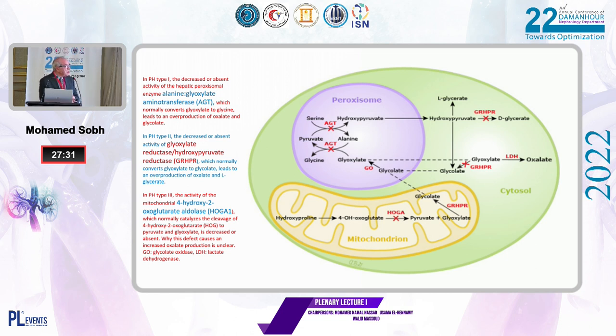Type two is due to a defect or mutation in a gene which encodes an enzyme in the cytoplasm of the cell. This is called the glyoxylate reductase hydroxypyruvate reductase gene or enzyme. In the third type, the defect is in the mitochondria. There is a mutation in the HOGA gene. All these mutations will result in excess oxalate production due to this defect in the hepatocytes.